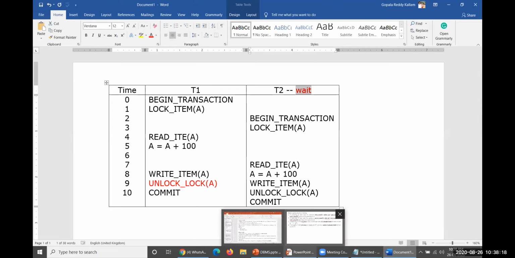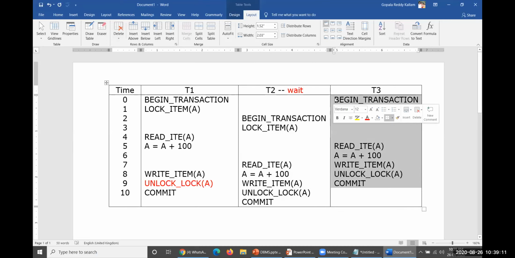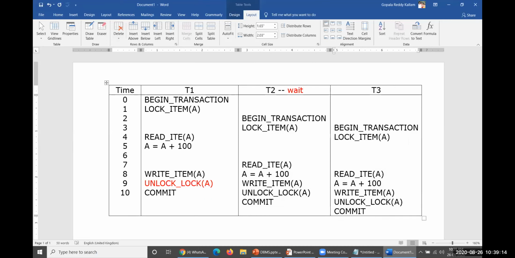In the binary locking scheme, you could see just before I have written something here, until unlock is operated by transaction T1, T2 must be put into waiting state. If you take one more transaction, for example, one more transaction that I have taken, that is transaction T3. Transaction T3 has been issued, and here also it would be executed in such a way that transaction T3 starts its work at this stage, read item.